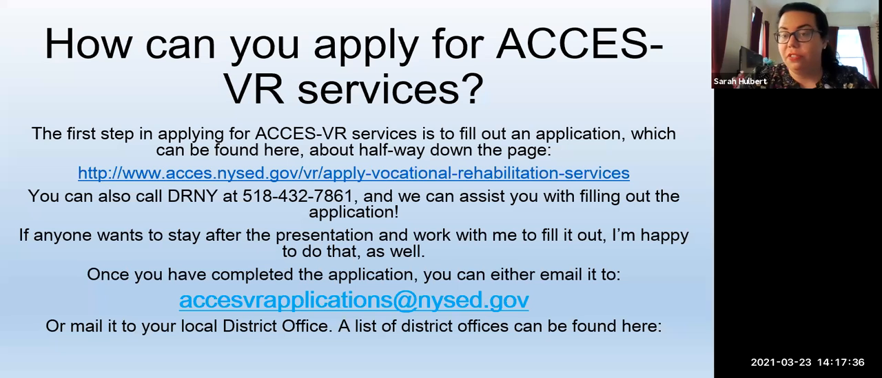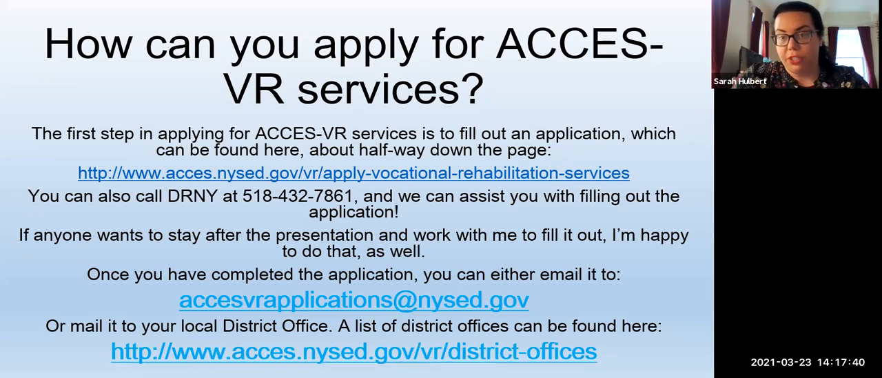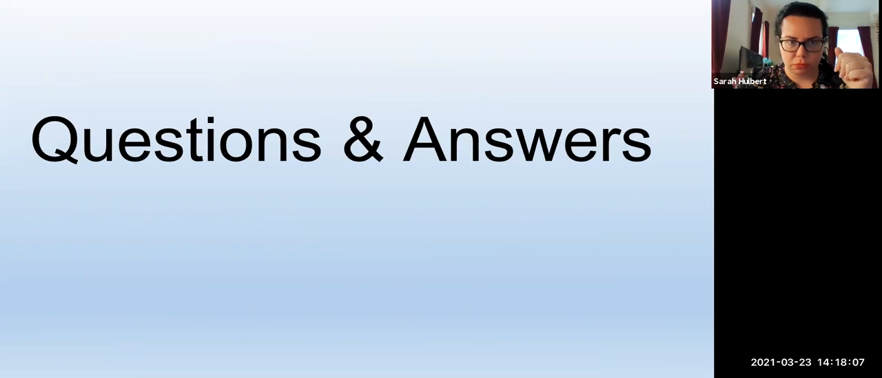Once you've completed the application, like I said, you can physically mail it to your local district office. So if you live in Manhattan, you'd mail it to the Manhattan office, Hauppauge office, or Buffalo district office. I have a list of those linked at the bottom of this slide. If you decide to fill it out electronically, or you'd like to scan it into the system, you can also email it to Access VR at applications@nysed.gov, which is the second link from the bottom.